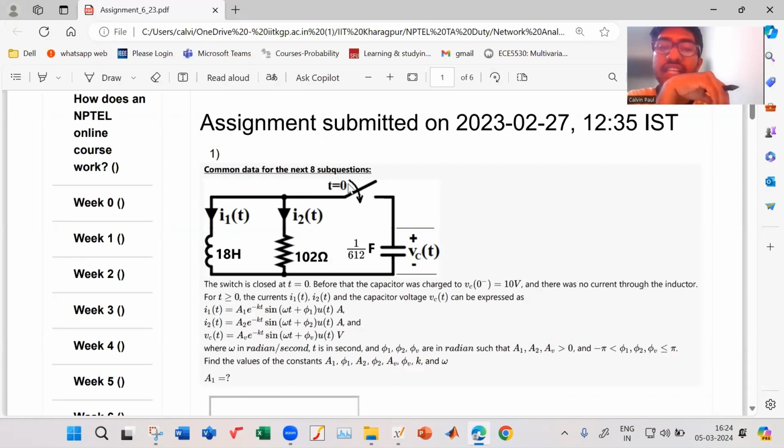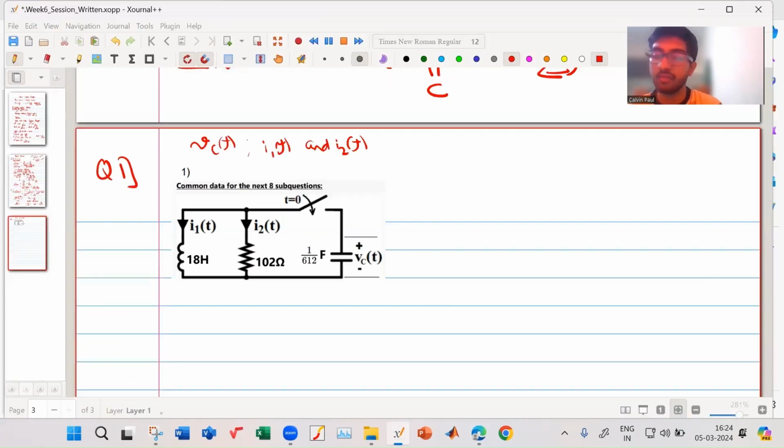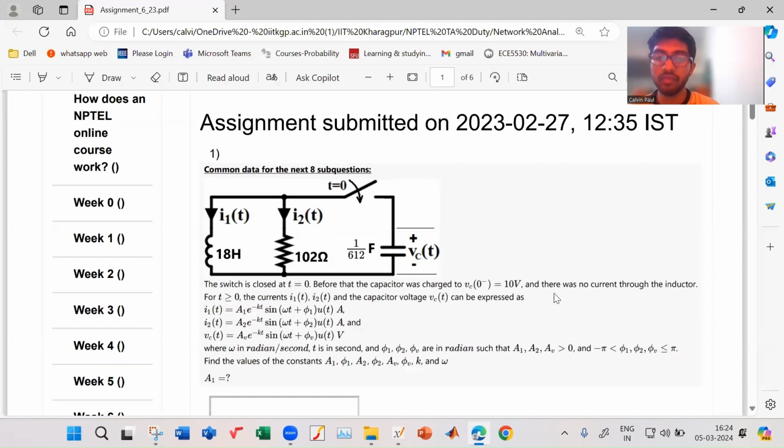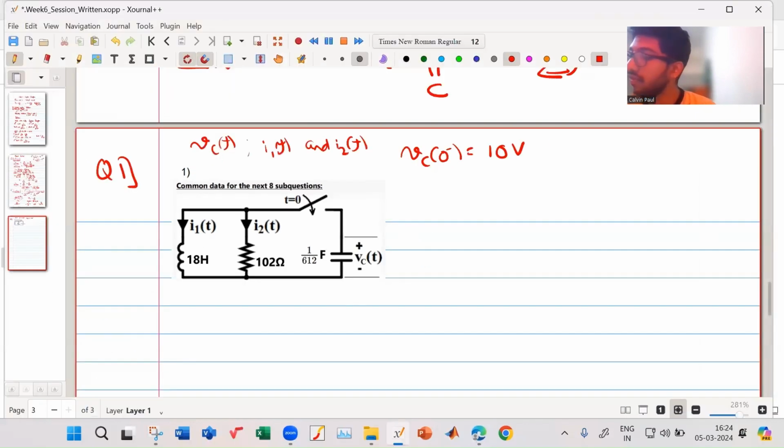The switch is closed at t equal to 0. Before that, the capacitor was charged to VC of 0 minus is equal to 10 volts. So that we have to write down: VC of 0 minus is equal to 10 volt. And there was no current through the inductor. If there was no current through the inductor, that means I1 of 0 minus is equal to 0 ampere.